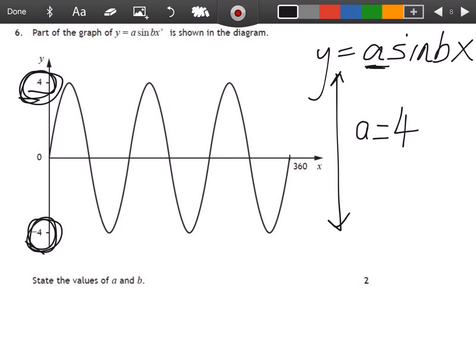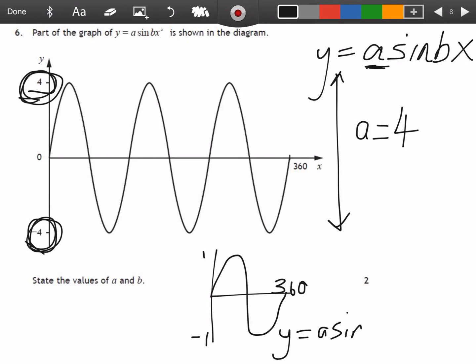Okay, this is a sine graph. The basic sine graph goes like that. It goes up to 1 and it goes down to -1 and it ends at 360. That there is the basic sine graph. That's the basic sine graph. It goes up to 1, down to -1, and it ends at 360. This one's gone up to 4 and down to -4. That's why we've got a number 4 at the front.